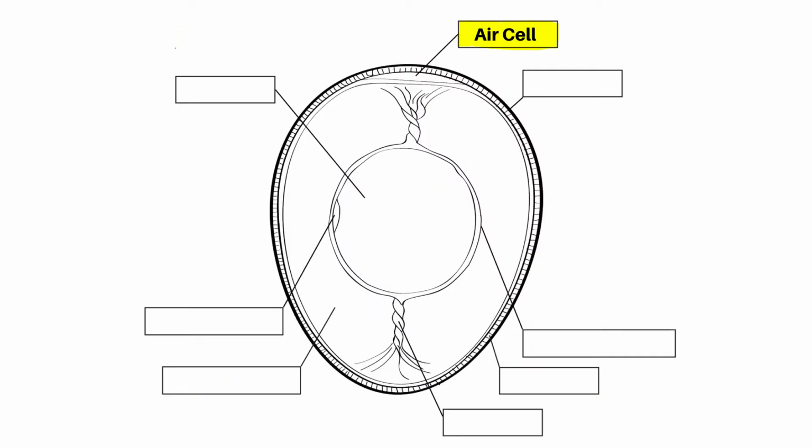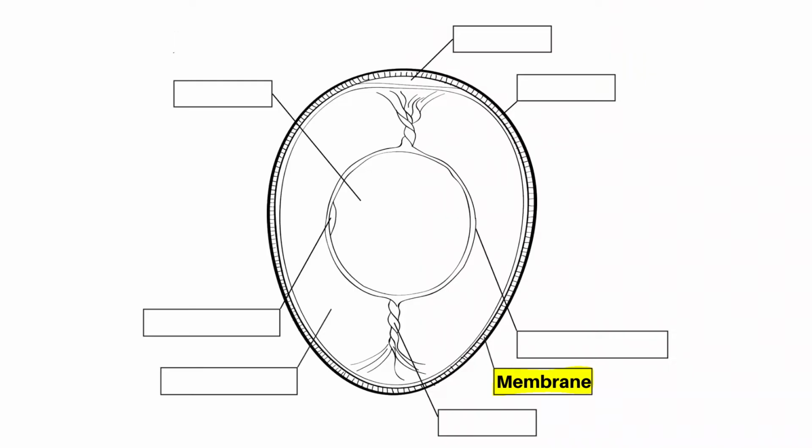The next word we're going to talk about is the air cell. The air cell is on the larger, more round end of the egg, and the air cell is found between the membrane, which we'll talk about in a minute, and the shell. The air cell will start to enlarge as the embryo continues to develop, and it will allow the chick, once it's ready, to break through that air cell and get some oxygen so it can get ready to break through its shell.